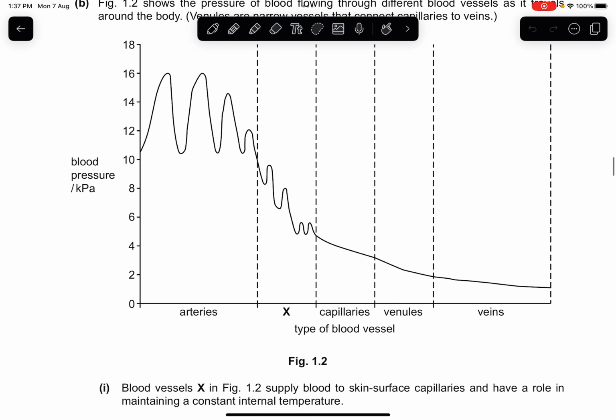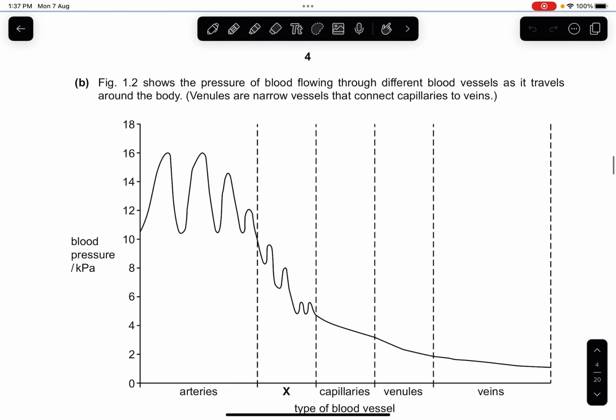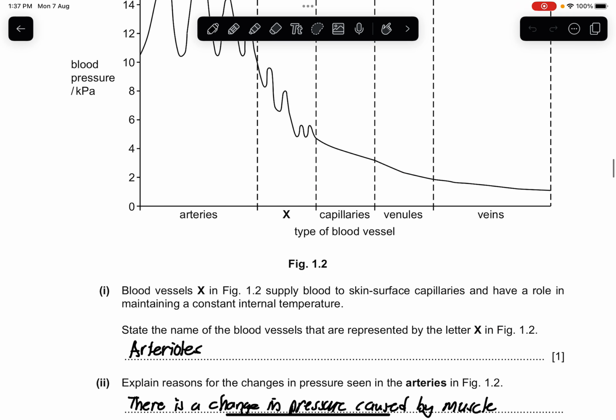We know that the highest blood pressure is in the arteries, so the second one is X and the third is capillaries. So X will be arterioles. They technically have already given you a clue: venules are narrow vessels connecting capillaries to veins, and there's one missing here, so it's arterioles.